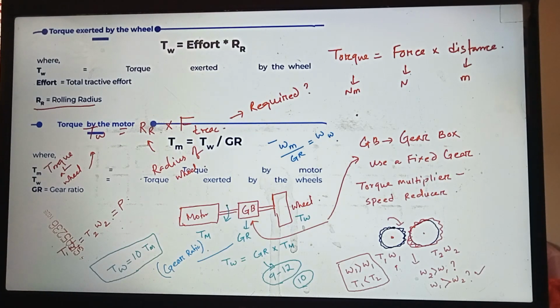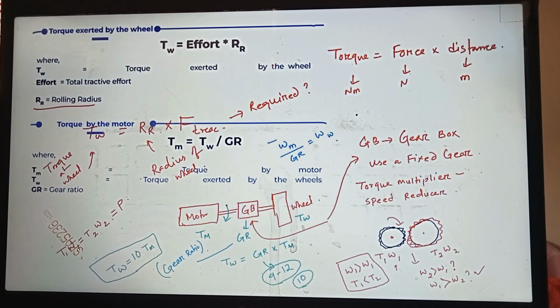So as a trade-off, generally we prefer to have the motor with lesser torque, then we get the higher torque by providing a gear ratio. To compensate for that, you have to design the motor with higher speed, because you have to achieve a certain vehicle speed also.